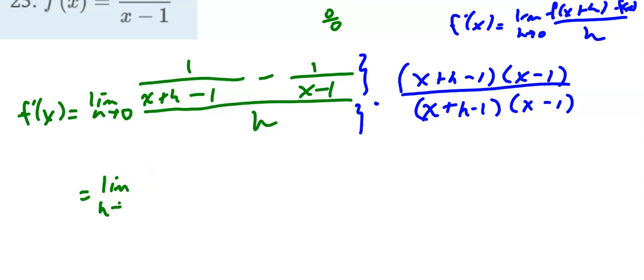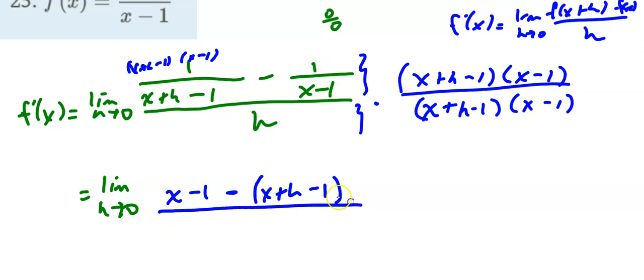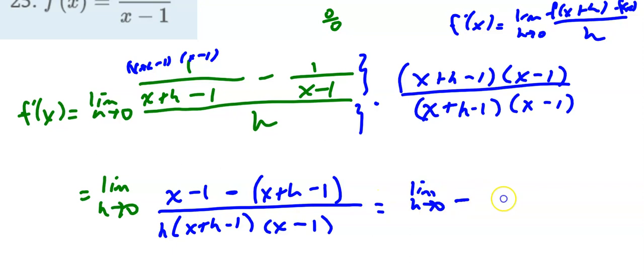So limit as h approaches 0 of, and again, there really is an x plus h minus 1 and an x minus 1 here, so it's just left with an x minus 1, minus, and the x minus 1's cancel for this second fraction, so x plus h minus 1. This is all divided by h, x plus h minus 1, x minus 1. Again, I am not expanding the denominator.